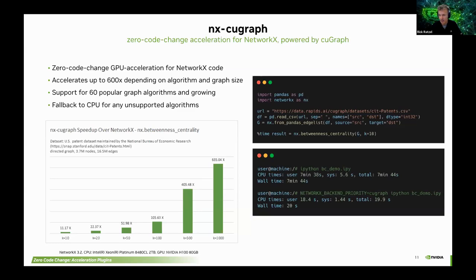So here, without the backend, this particular betweenness centrality run on this graph takes almost 8 minutes. You turn on NX cuGraph, and the exact same code runs in 20 seconds. I think our latest version we're about to release will result in about 5 seconds total. So we do have an improvement coming up.